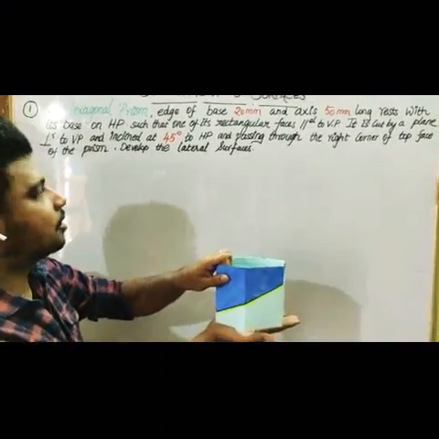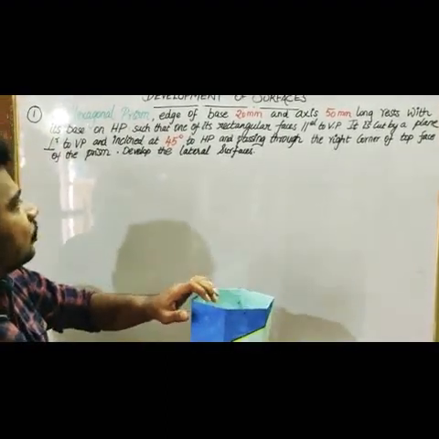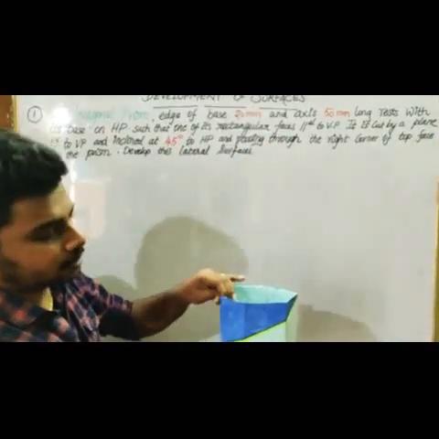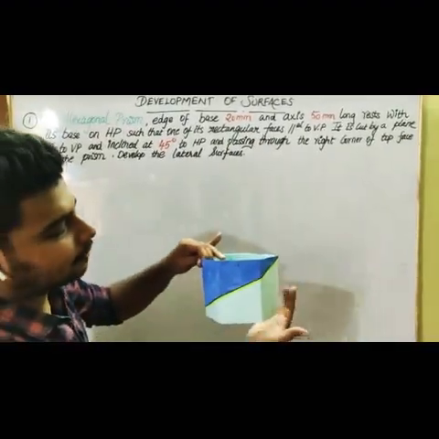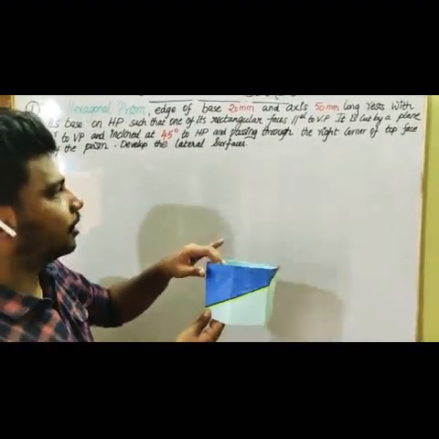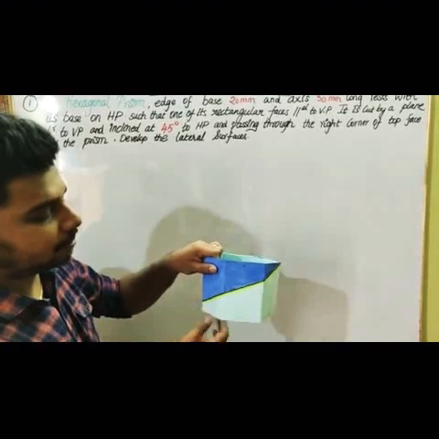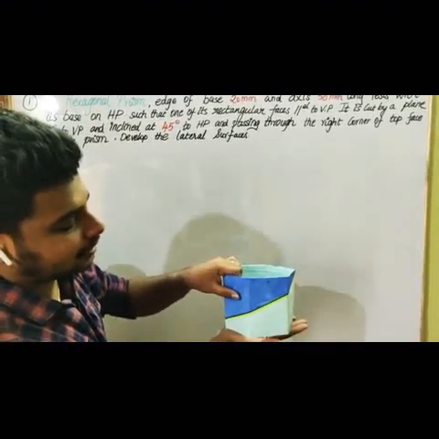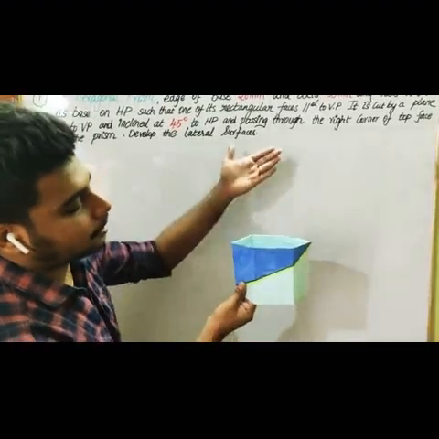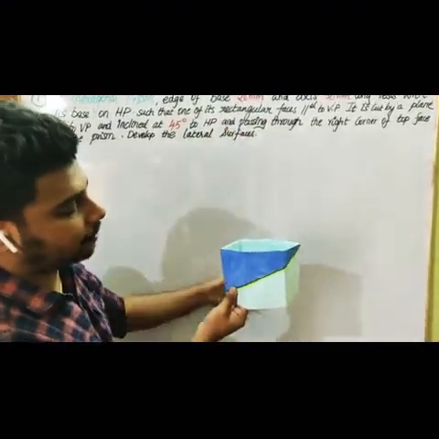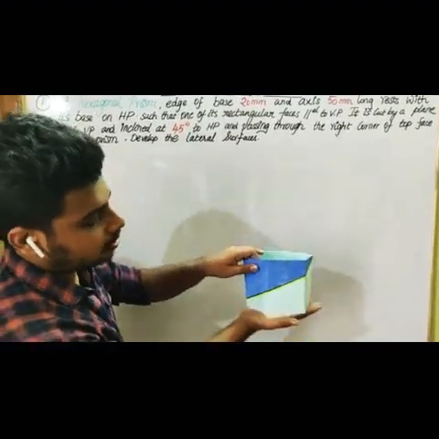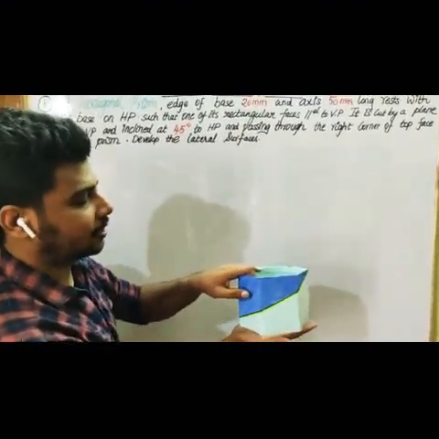It is on HP such that one of its rectangular faces is parallel to VP. There are 6 rectangular lateral surfaces, and any one of them should be parallel to VP. So I am going to keep the object like this, which also makes this lateral surface parallel to your VP. This is your VP plane, and this lateral surface is parallel to it, and the object is also kept on HP. So the first condition is over.